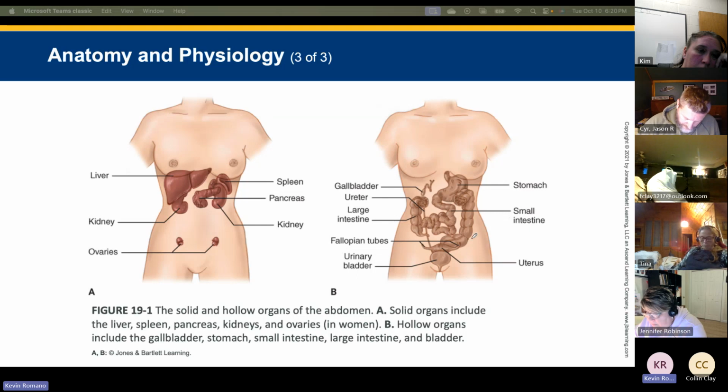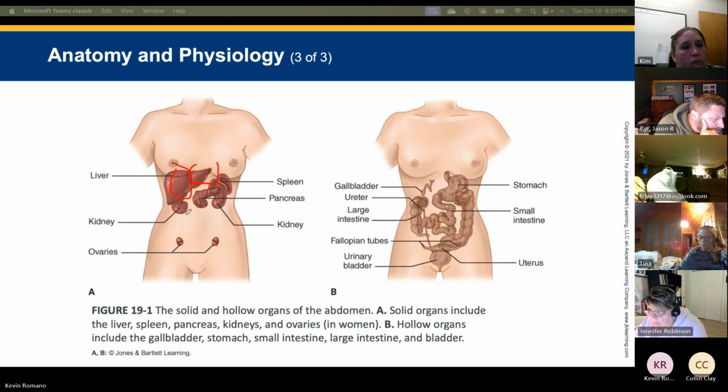Looking at this slide, these are the solid organs of the abdominal cavity. A are the solid organs: ovaries, kidneys, liver, right? As you can see, different lobes of the liver, one lobe here, another lobe down here. That's our liver. Then we have our pancreas, our spleen, and then our kidneys, ovaries being down here in the female. Where is our liver located, right or left? Right.